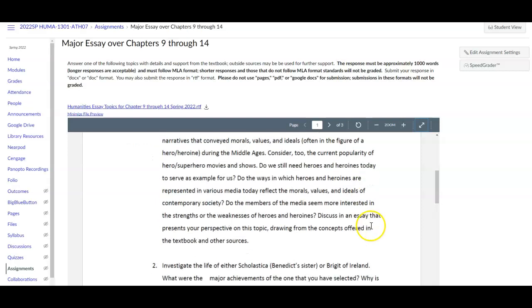And that's why I asked you to discuss whether our media is more interested in the strengths or the weaknesses of the heroes and superheroes, the heroines and the heroes, when we look at the struggles that are presented sometimes.